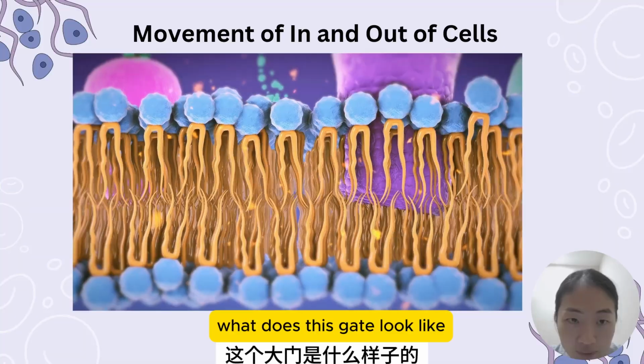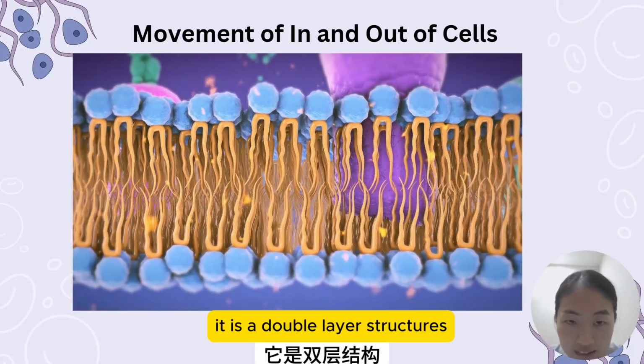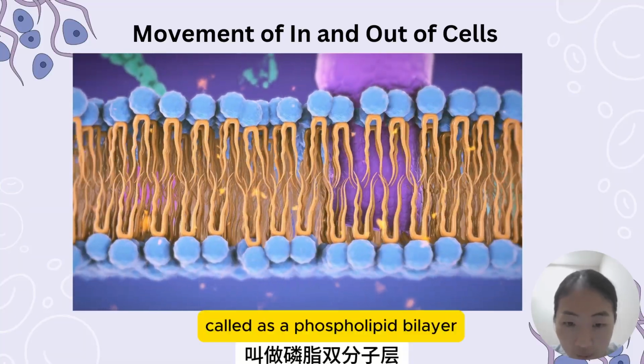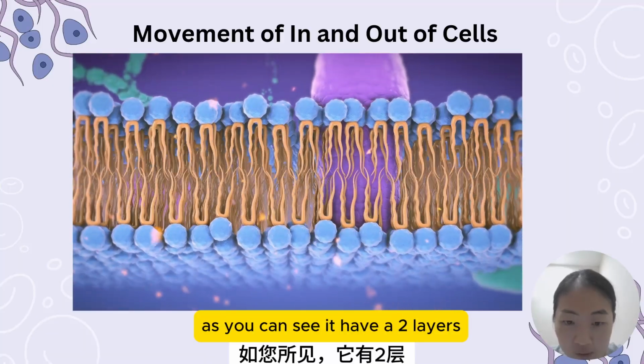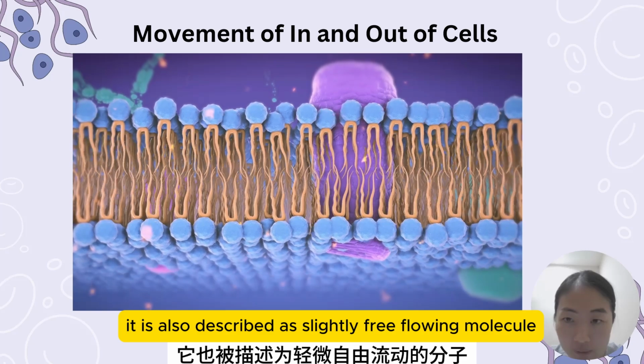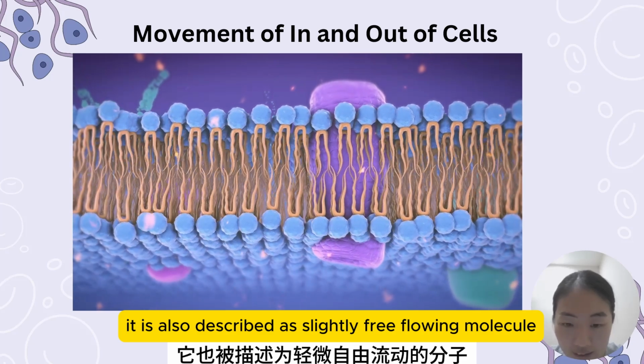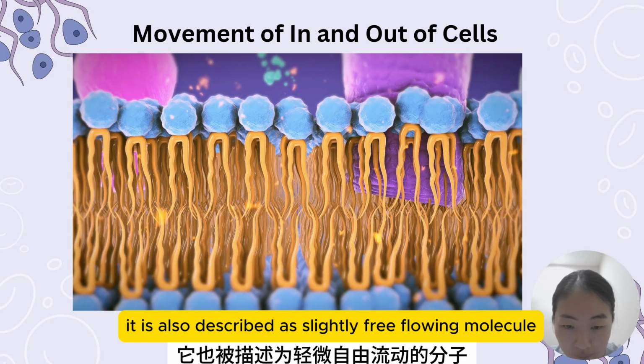What does this gate look like? It is a double layer structure called a phospholipid bilayer. As you can see, it has two layers. It is also described as a slightly free-flowing molecule.